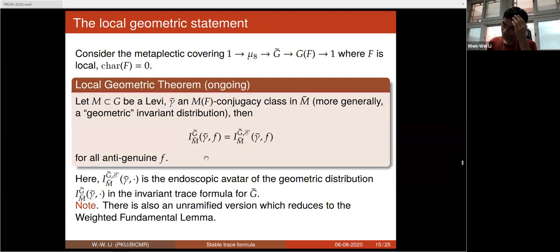And there is also an unramified version. And that is easier because we can reduce to the weighted fundamental lemma. If we can prove this directly, then there is a purely local approach to the stabilization, but things are not so easy. It will involve a very long induction with local-global arguments. But anyway, let's explain what the endoscopic term is here.